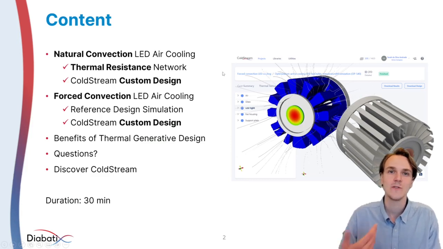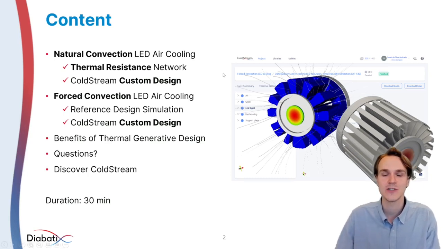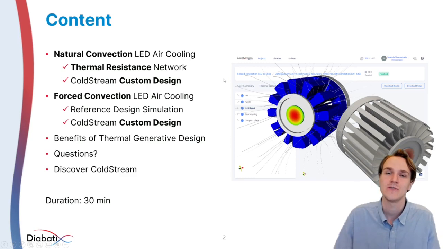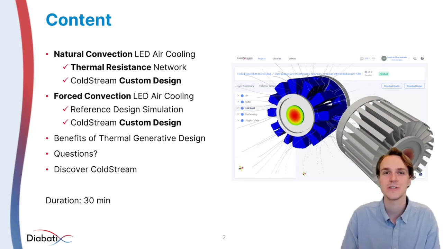All right, to give you a little bit of an outline for the content that I have planned for you today, first we will dive into the natural convection use case that I have prepared. There I would like to show you two key things. For one, how to establish a thermal resistance network in ColdStream, and secondly, how to set up a ColdStream custom design start to finish. When we say custom design, we mean thermal topology optimization.